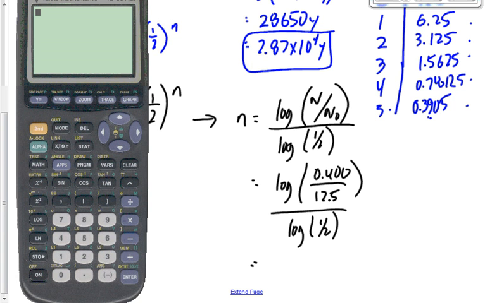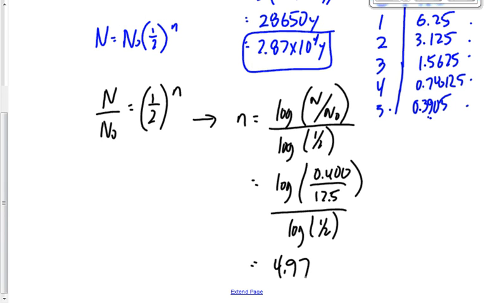Let's say log, where is it on my calculator here? Right here. Let's say log of 0.4 divided by 12.5. Okay, negative 1.49. Let's divide that by log of 0.5. Right, that's log of a half. Gives me 4.97.